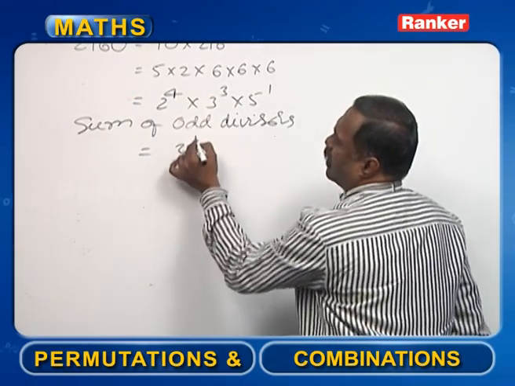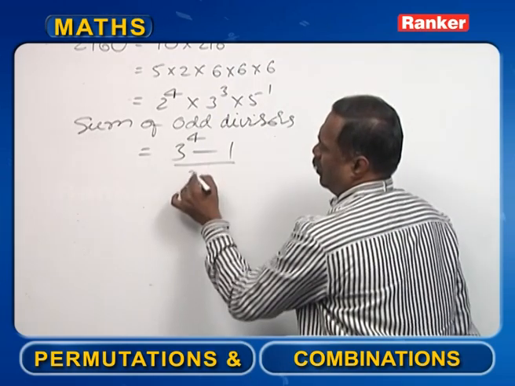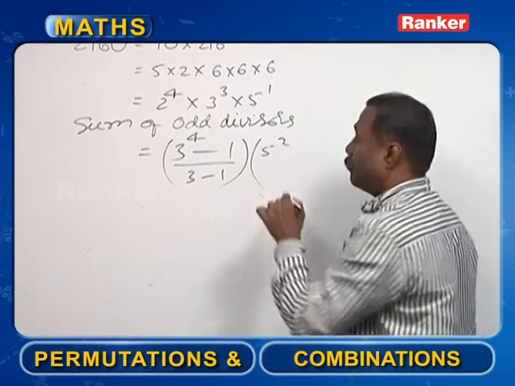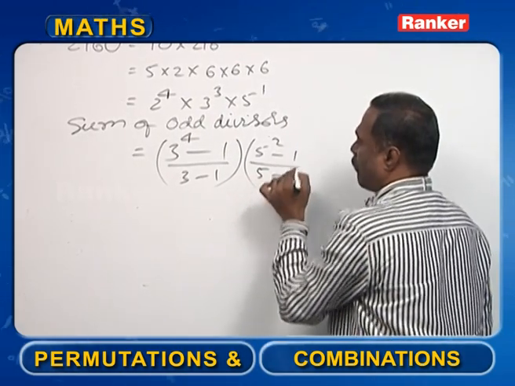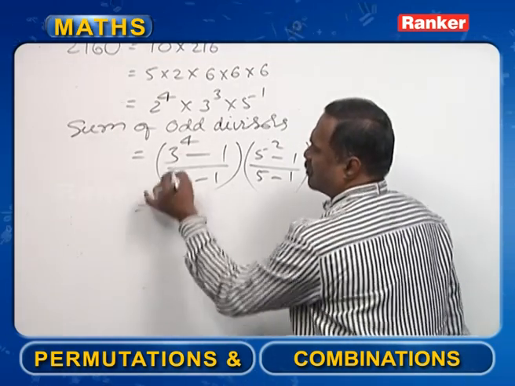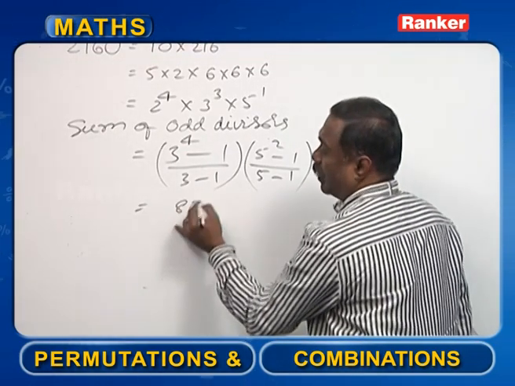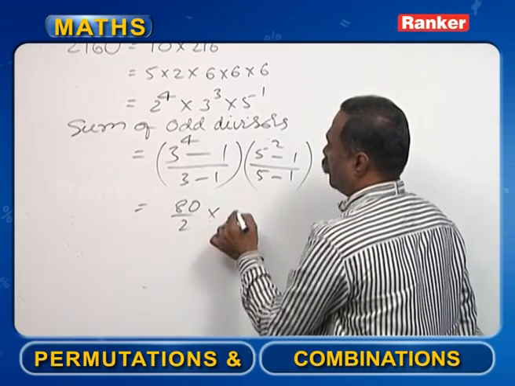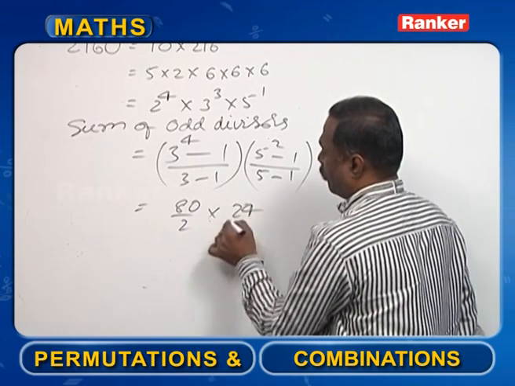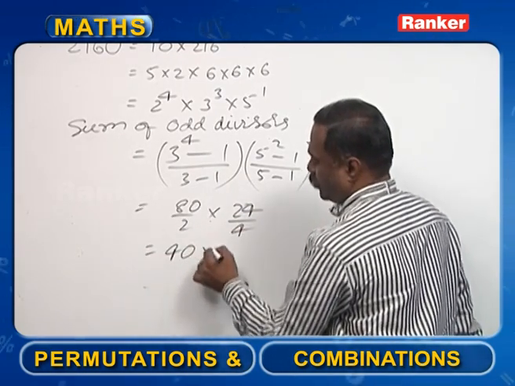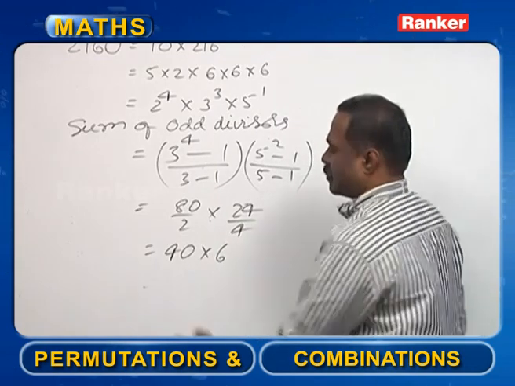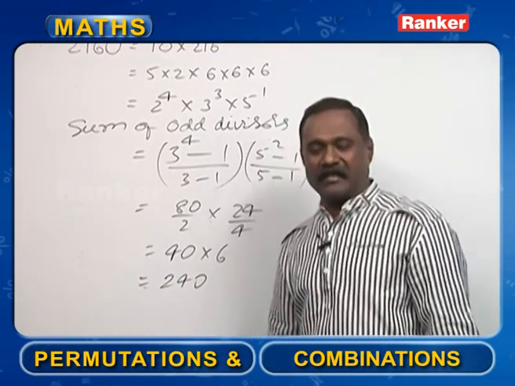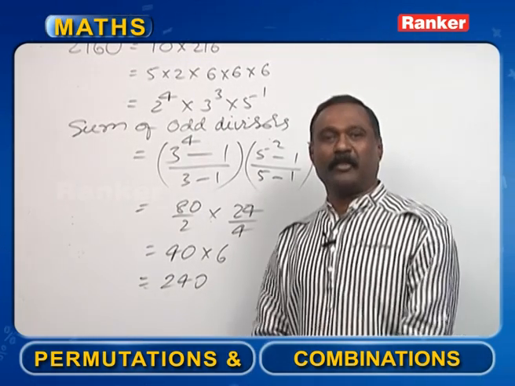So it is 3 power 3 plus 1 minus 1 upon 3 minus 1. It is 5 power 1 plus 1, 5 square minus 1 upon 5 minus 1. So this is 3 power 4, 81 minus 1, 80 upon 2, into 24 by 4, which is nothing but 40 into 6. It should be 240, the sum of all the odd divisors. Okay, that is application 1.